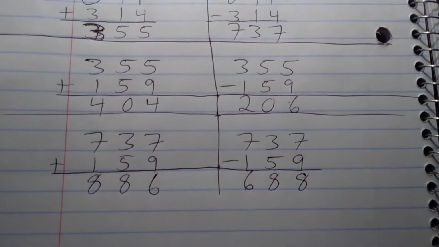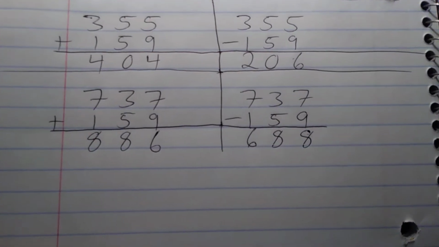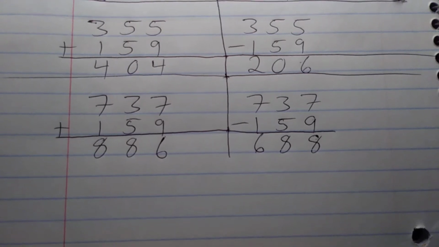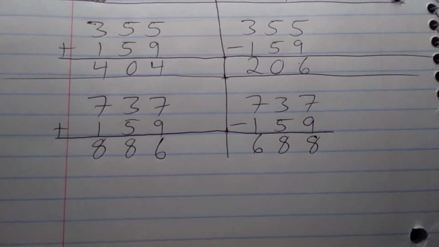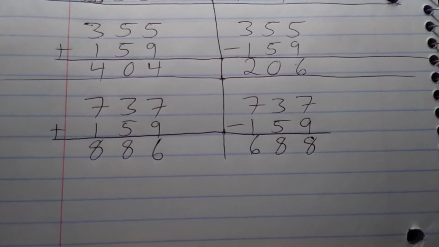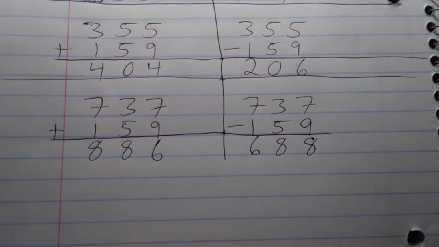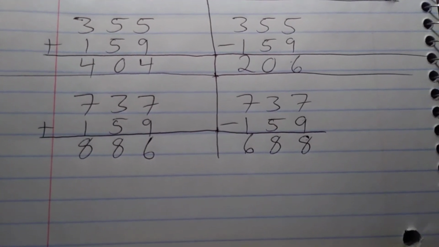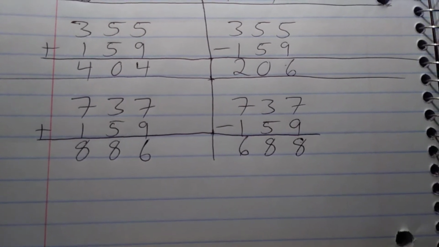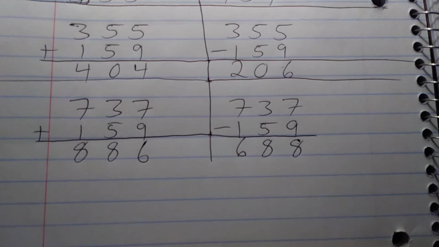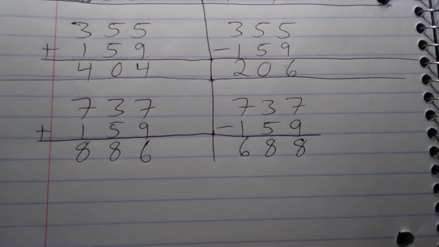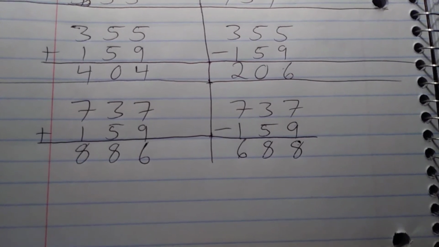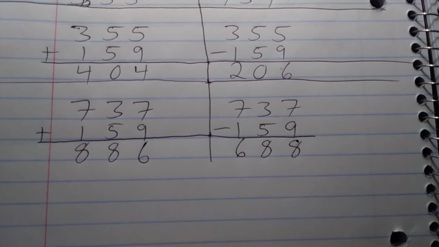You take 355, which you got from up here, 355 plus 159. 5 plus 9 is 14. Keep the 4. 5 plus 5 is 10. Keep the 0. And 3 plus 1 is 4. So 404. You take 355, subtract off the 159. 15 minus 9 is 6. 5 minus 5 is 0. And then 3 minus 1 is 2. So 206. And 404 did not hit in the next 7 days.